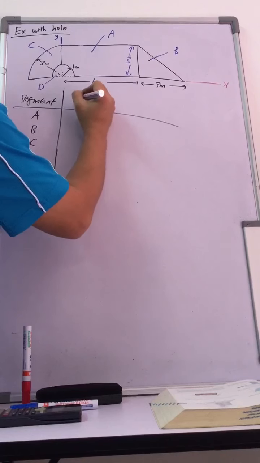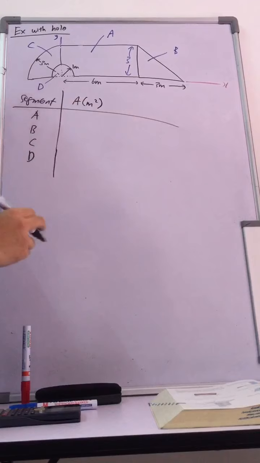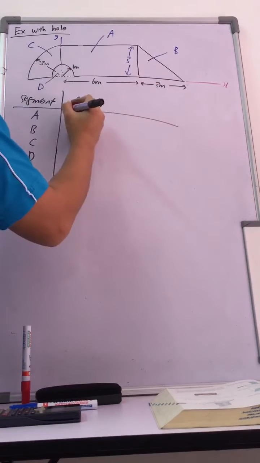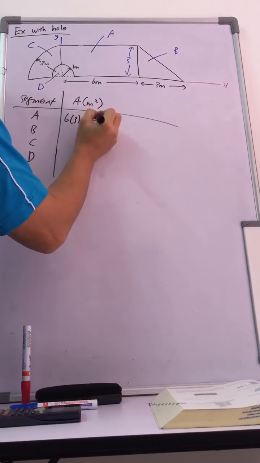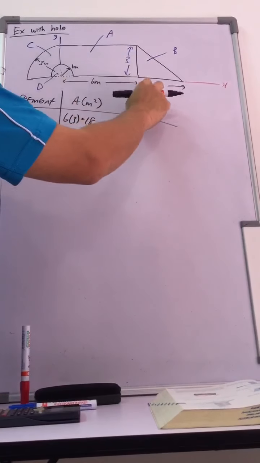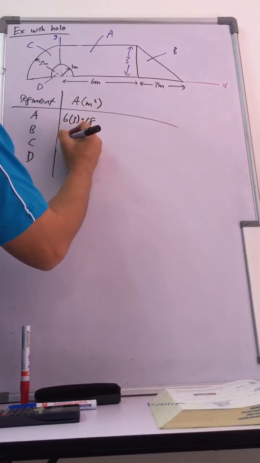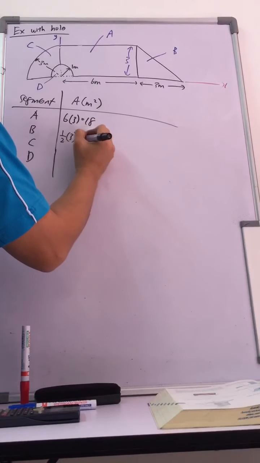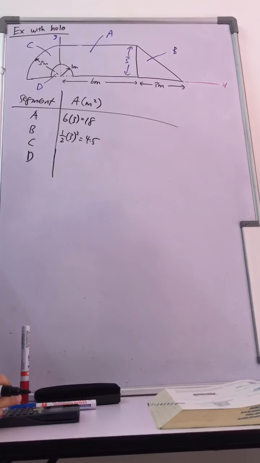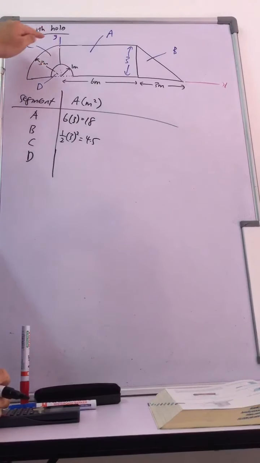So you can have your area, in meter squared. For segment A, it is 6 times 3, 18 meter squared. For B, it is half times 3 times 3, which is 4.5. And for C, what is the equation for this quarter circle?